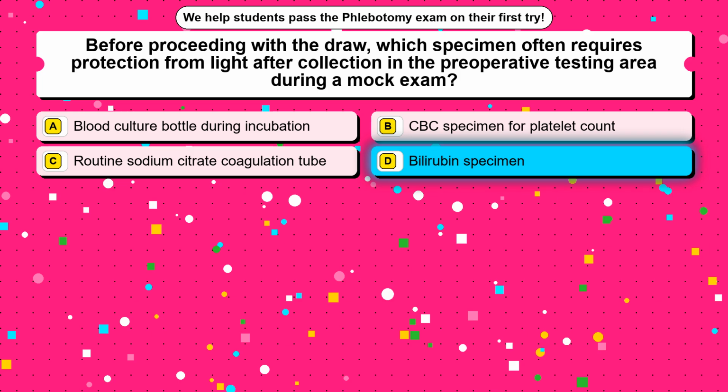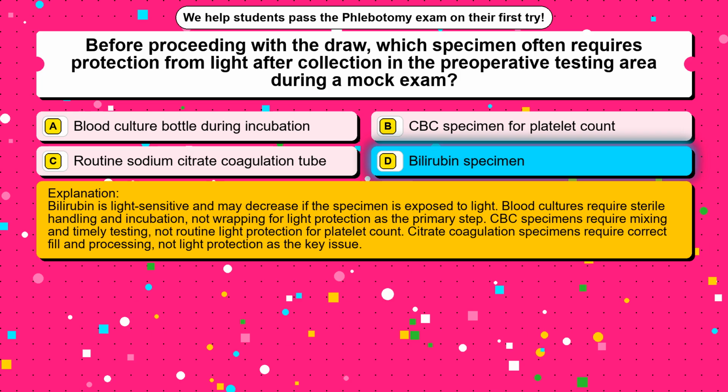Bilirubin specimen. Bilirubin is light sensitive and may decrease if the specimen is exposed to light. Blood cultures require sterile handling and incubation, not wrapping for light protection as the primary step. CBC specimens require mixing and timely testing, not routine light protection for platelet count. Citrate coagulation specimens require correct fill and processing, not light protection as the key issue.